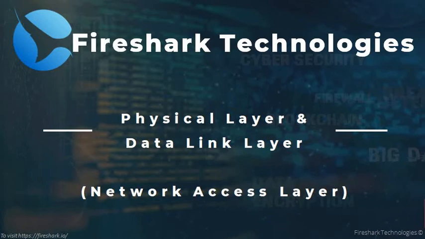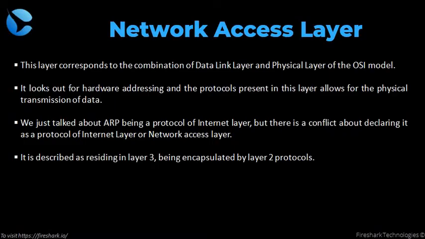Today we will discuss the physical layer and data link layer of the TCP/IP model. It is the first layer of the TCP/IP model, which is also known as the network access layer. This layer is a combination of the data link layer and physical layer of the OSI model. It looks out for hardware addressing, and the protocols present in the layer allow for the physical transmission.